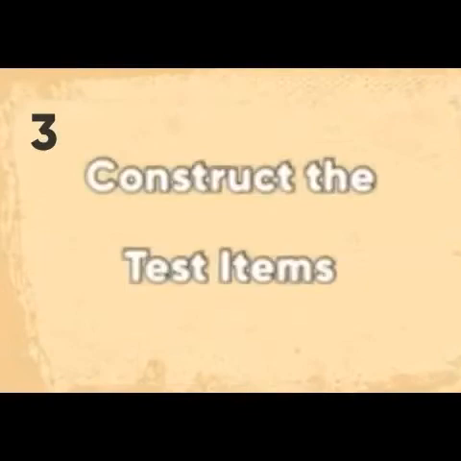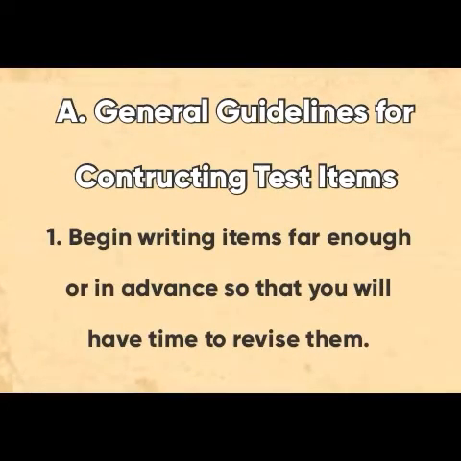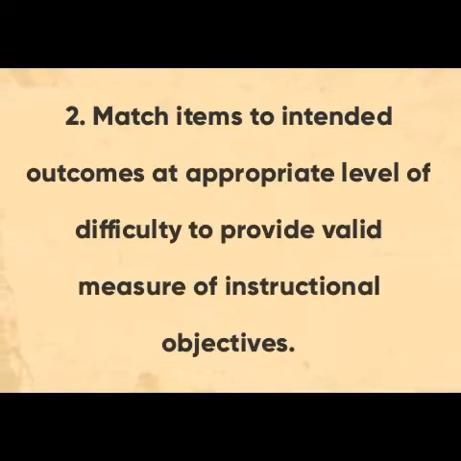Step 3. Construct the test items. The general guidelines for constructing test items. Begin writing items far enough in advance so that you will have time to revise them. Match items to intended outcomes at appropriate level of difficulty to provide a valid measure of instructional objectives.